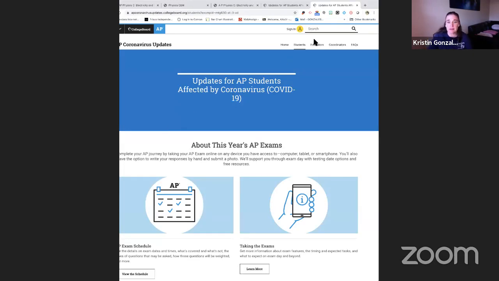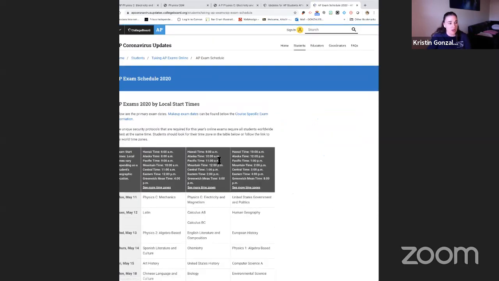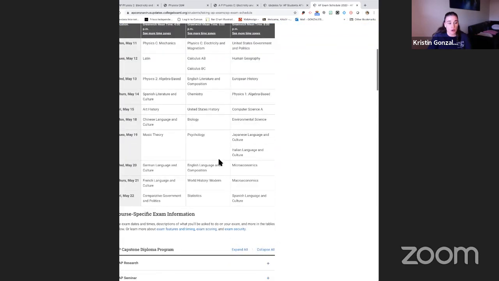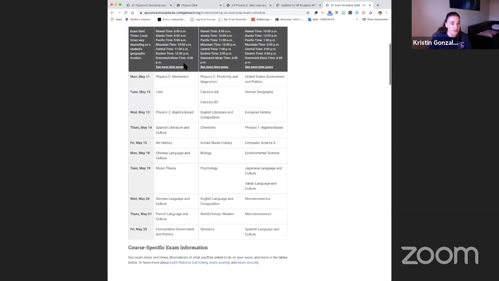Okay, so if we look at the page, you can see here there is a link for the schedule of the exam. So you can look and see again when all of those tests are going to be. And you can see that ours is going to be on May 11th, depending on where you are, different times, following the mechanics exam. So if you're taking both, you have a little bit over an hour in between, but they are back to back essentially.